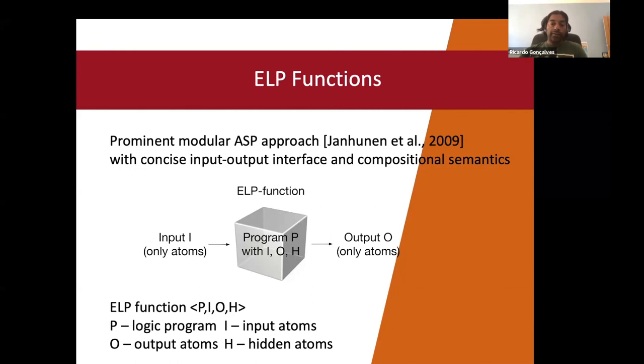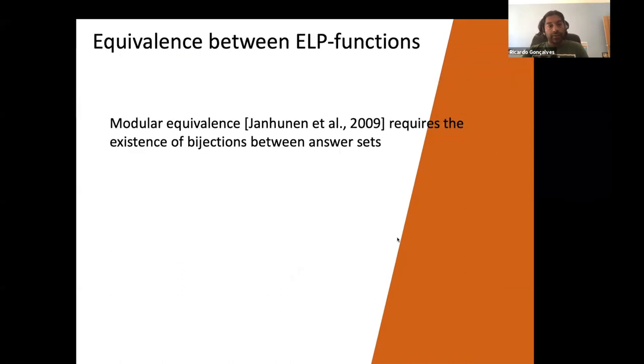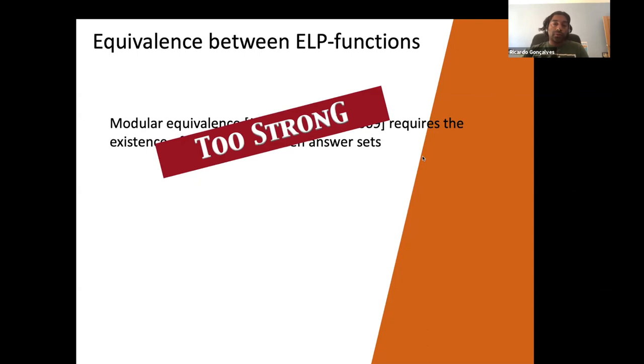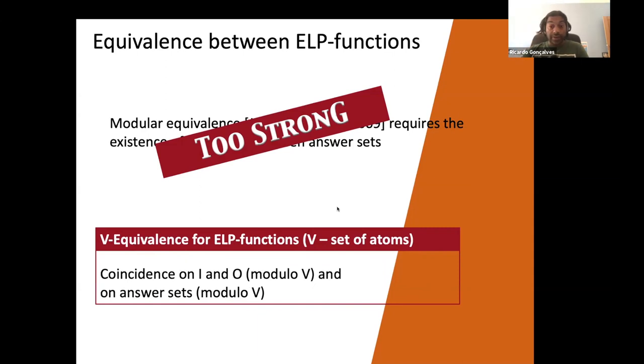When we apply forgetting to the program of a model, we need a notion of equivalence between models to be able to compare the original model with the model resulting from forgetting. We have a notion of equivalence between models, but this requires that there is a bijection between answer sets, and this is too strong because it does not take into account that the result of forgetting does not have the atoms that were forgotten. So we need a notion of equivalence that takes into account the atoms that were forgotten.